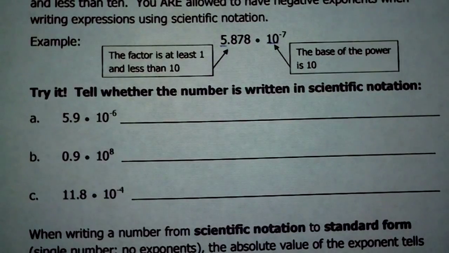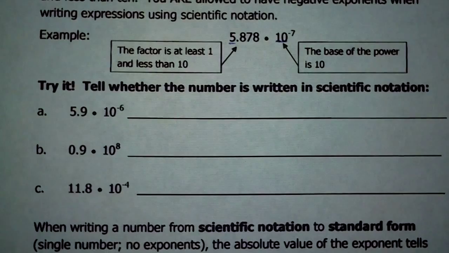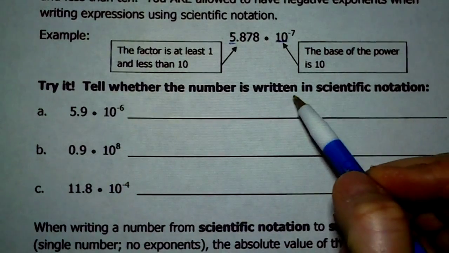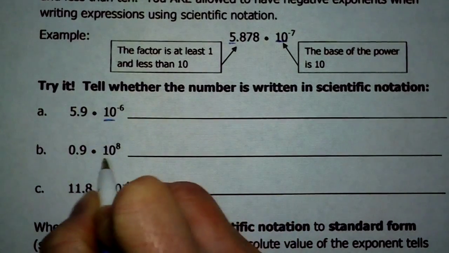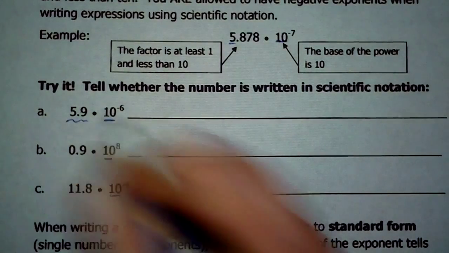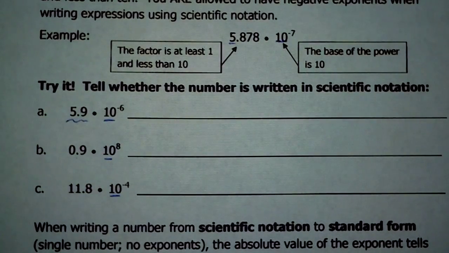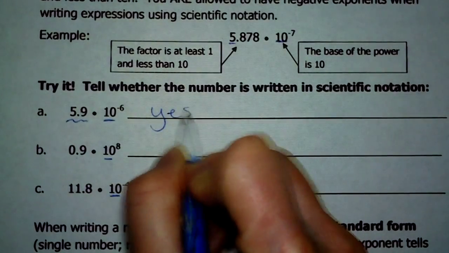So the very first thing I want you to do is just look at these values here and tell me whether or not it's written in scientific notation, and we're going to explain why. It's always fun to explain yourselves, isn't it? Okay, so I ask whether it's written in scientific notation. I know I'm supposed to have a factor multiplied by a power of 10. It looks like we're good in the power of 10 department. Every single one of those factors is being multiplied by a power of 10. So I think we're going to need to focus on the factor itself, making sure that it's 1 or more but less than 10. So 5.9, that's 1 or more and less than 10. And this is being multiplied by a power of 10, so we're going to say yes.